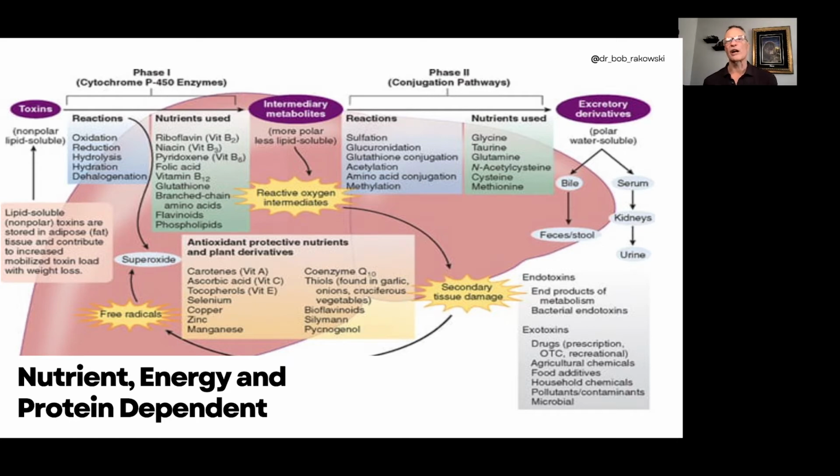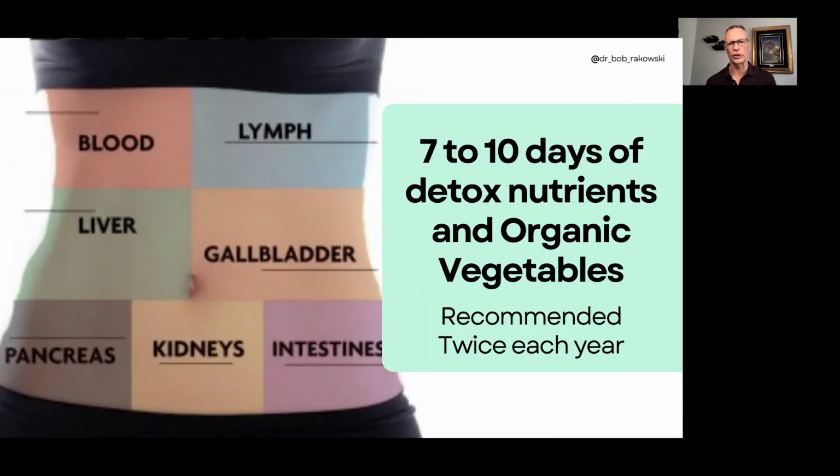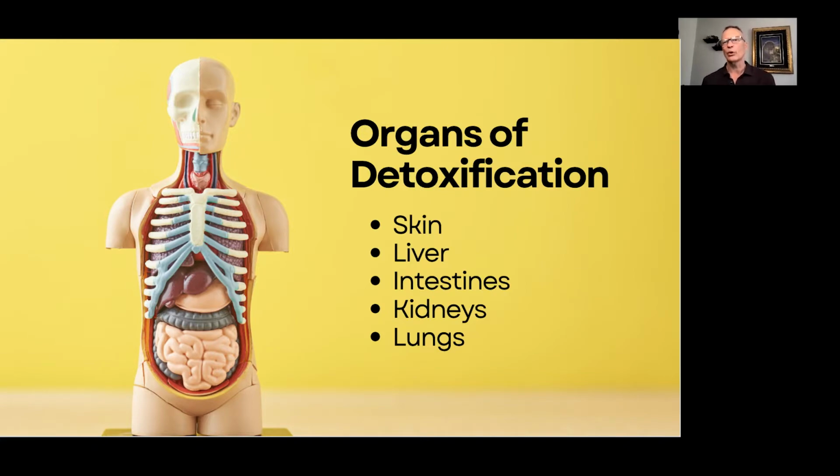By the way, if people want to try a water fast or a juice fast, they're not likely getting the nutrients that they need. So I'm a big fan of detoxification medical foods, where we dot the I's, cross the T's, and give people the nutrients that they need. And I recommend 2 of these a year. 7 to 10 days of intense detox with organic vegetables and support nutrients. And we want to support all of the detoxification pathways: the skin, the liver, the intestines, the kidneys, and the lungs. And by the way, Ganoderma is really good at that.